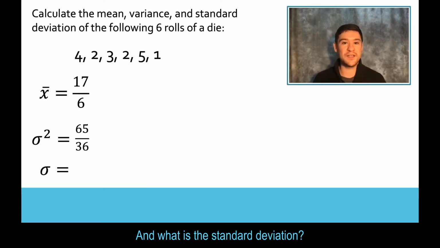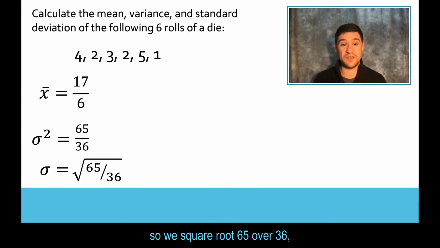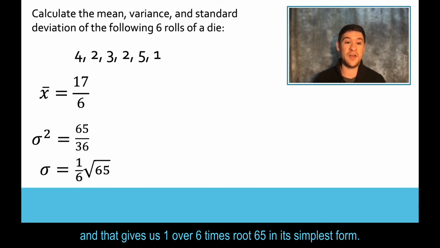And what is the standard deviation? So the standard deviation is just the square root of the variance. So we square root 65 over 36, and that gives us 1 over 6 times root 65 in its simplest form.